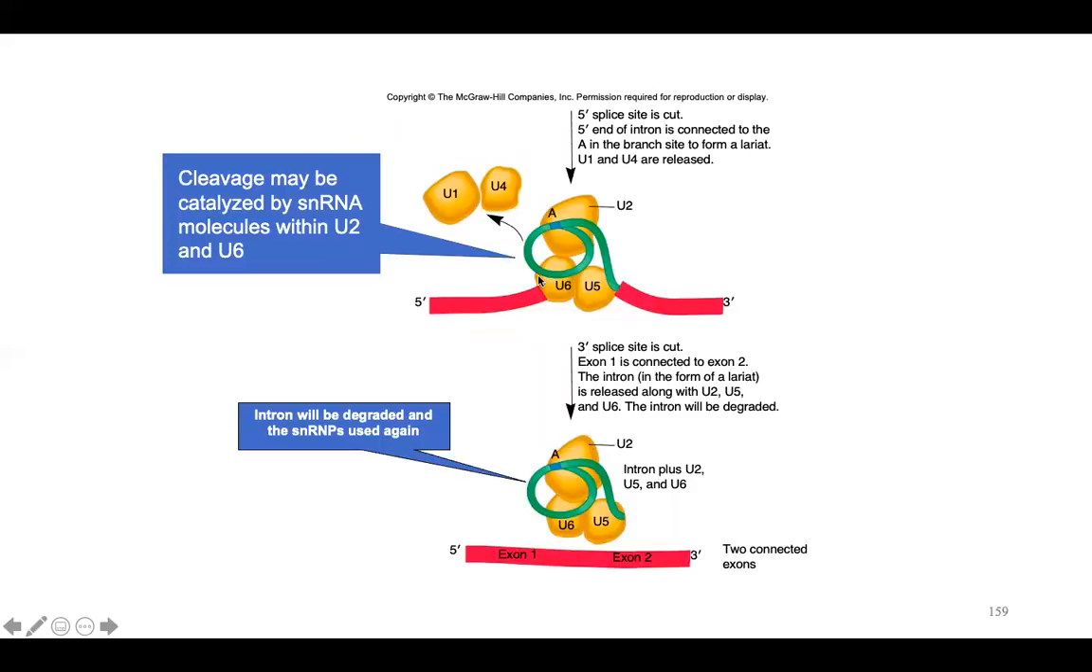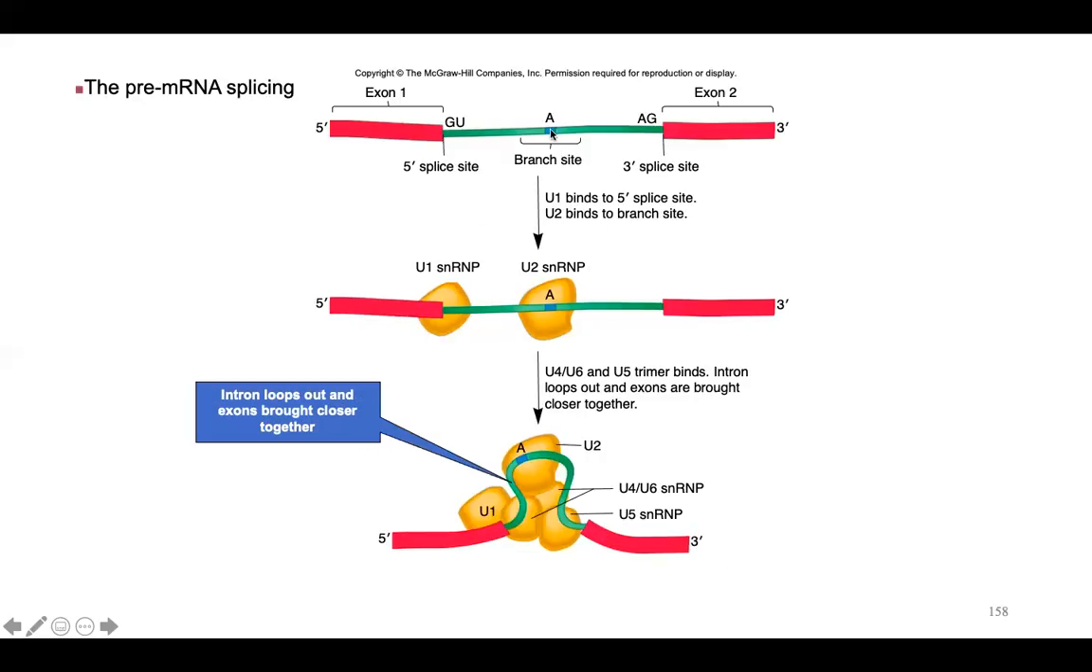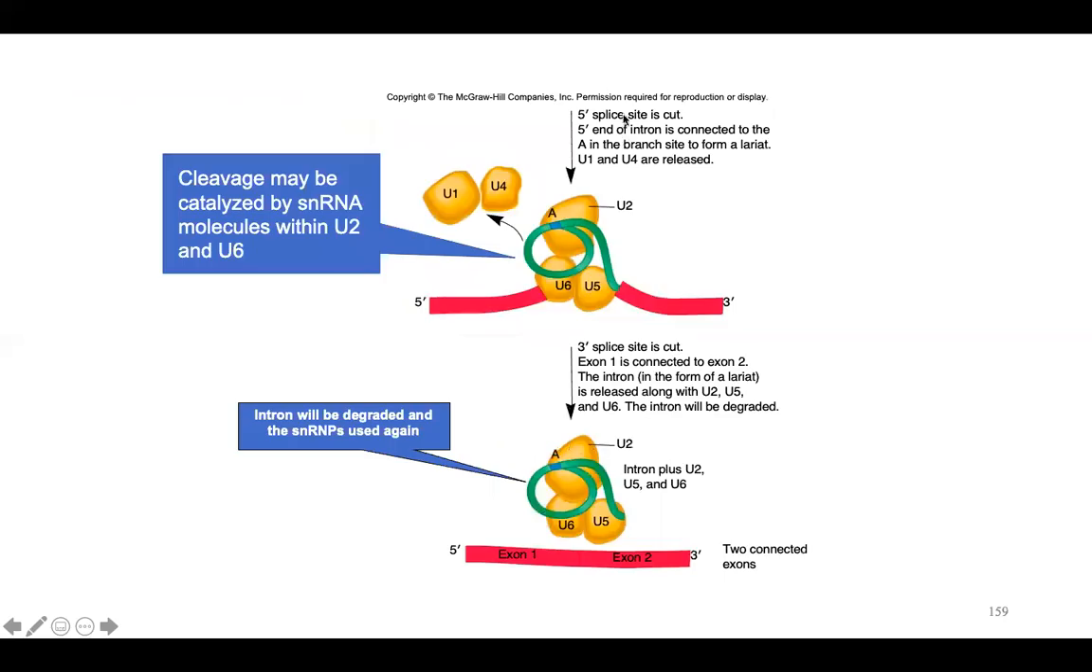The 5' splice site is cut. So this is the 5'. So the 5' splice site is cut and the 5' end of the intron is connected to the A in the branch site to form a lariat. Okay, so I forgot to mention the A site. The A site is a specific part of the branch site, and that is important because the 5' end of the intron binds to it to form a lariat structure. So the 5' end of the intron, this is the intron, the green one, is cut. And now that 5' end binds to the A in the branch site to form a lariat. This is the structure of a lariat.